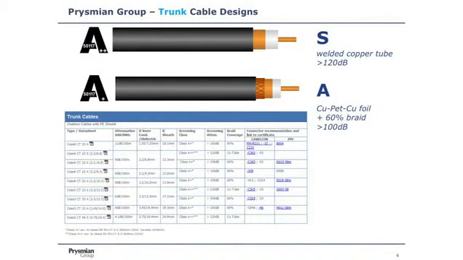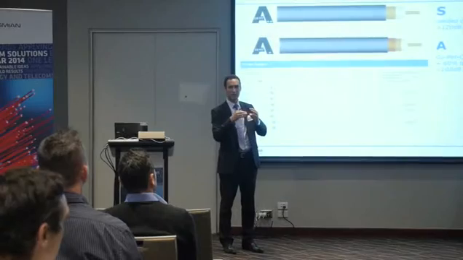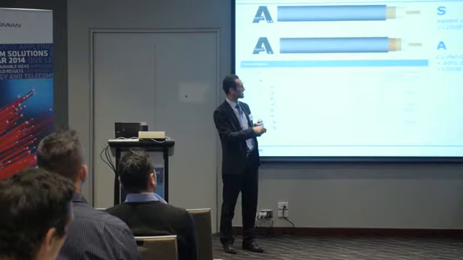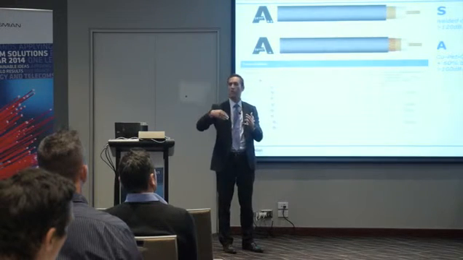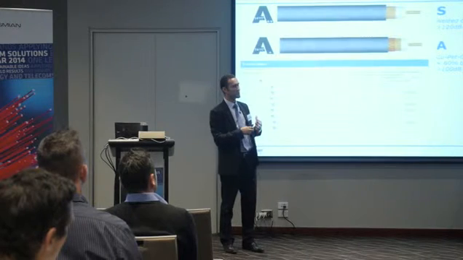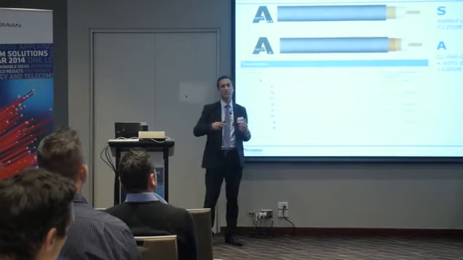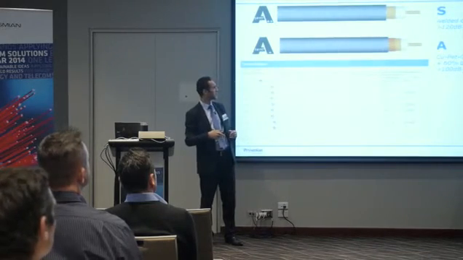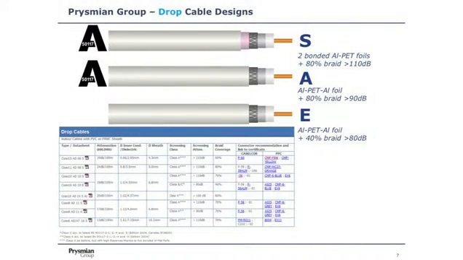trunk cables that are available in a number of dimensions, and also very important, the quality of the screening. So we have advanced designs that are proposing screening up to over 100 dB, and even super designs screening over 120 dB. This is for the quality of transmission. The same applies for the drops. So regular design, advanced, super.